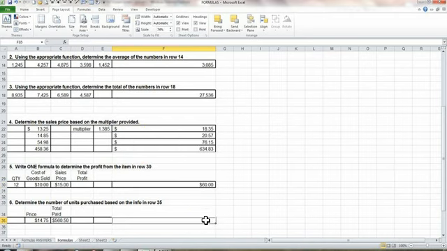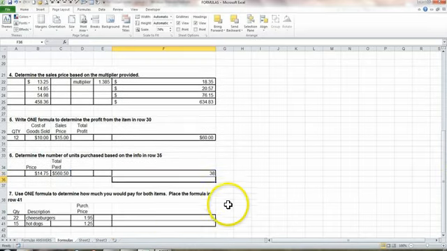Next, let's go down to cell F35. What they're looking for here is the number of units purchased. It is a formula, equal sign. We're going to take our 560.50 divided by what the sales price is, hit enter, and it would be 38 units.